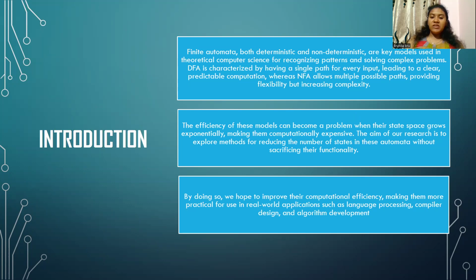The efficiency of these models can become a problem when their state space grows exponentially, making them computationally expensive. The aim of our research is to explore methods for reducing the number of states in these automata without sacrificing their functionality. By doing so, we hope to improve their computational efficiency, making them more practical for use in real world applications such as language processing, compiler design, and algorithm development.